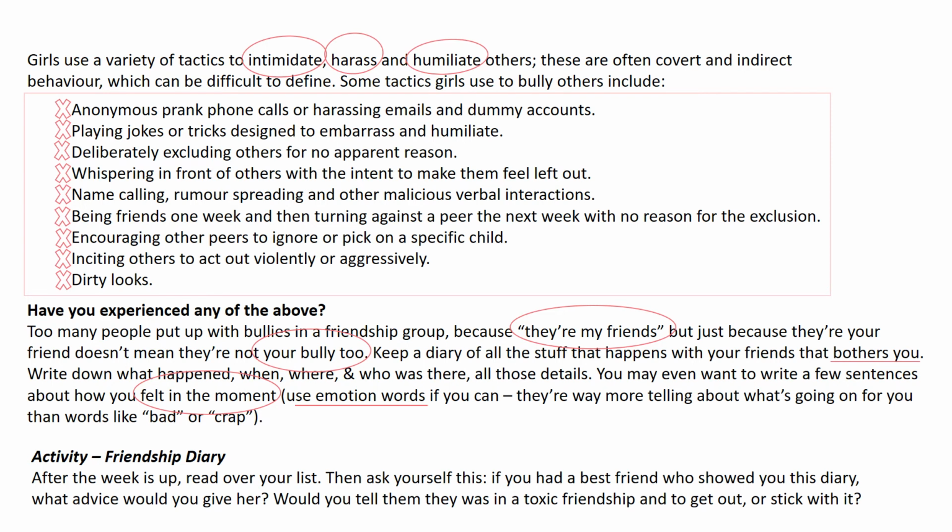Now, activity time, friendship diary. After the week is up, read over your list. Then ask yourself this. If you had a best friend who showed you this diary, what advice would you give them? Would you tell them that it was a toxic relationship and to get out? Or would you tell them to stick with it?